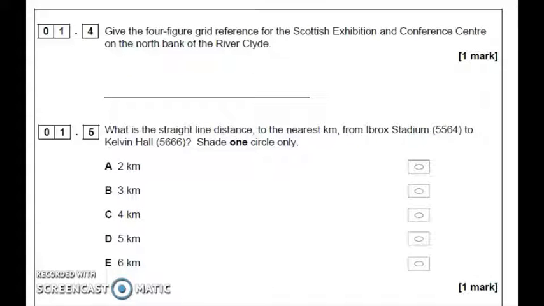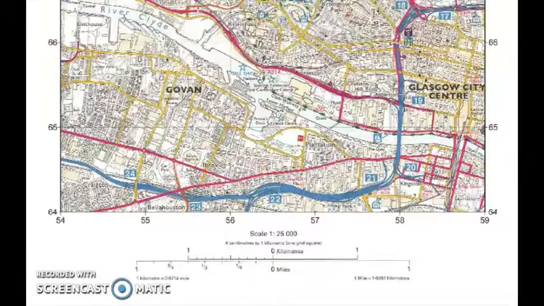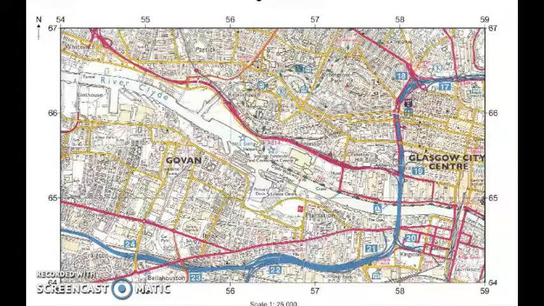Question 1.4. Give the full figure grid reference for the Scottish Exhibition and Conference Centre on the north bank of the River Clyde. So we'll look at the map that we've got. First of all, we've got to locate it. So we've got the River Clyde, and then we've got the Conference Centre, which is this one here, where you've got the star. We're basically trying to find the grid reference for the grid square that it is in. Now, it's quite tricky because these grid lines are very thin. You can just about see the square here and here where this conference centre is in.